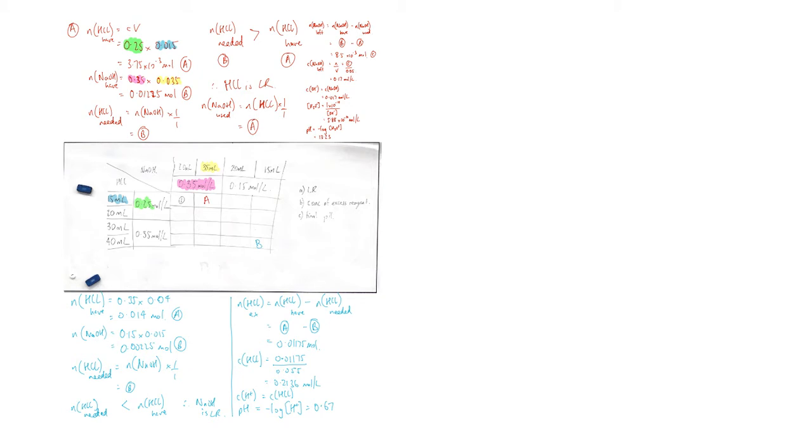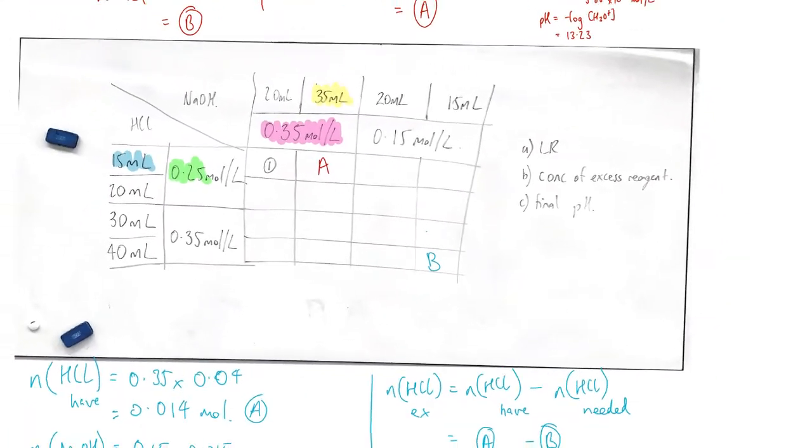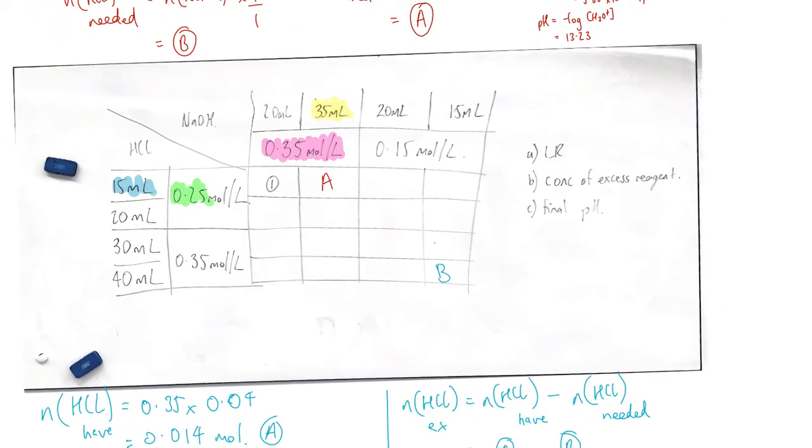So this is the worksheet that we had before. We're going to just do one of these, this one here. Maybe we'll do another one depending on how fast we do this one. That one there means that I've got, of sodium hydroxide, 20 mL of 0.15, and of HCl, 20 mL of 0.25.